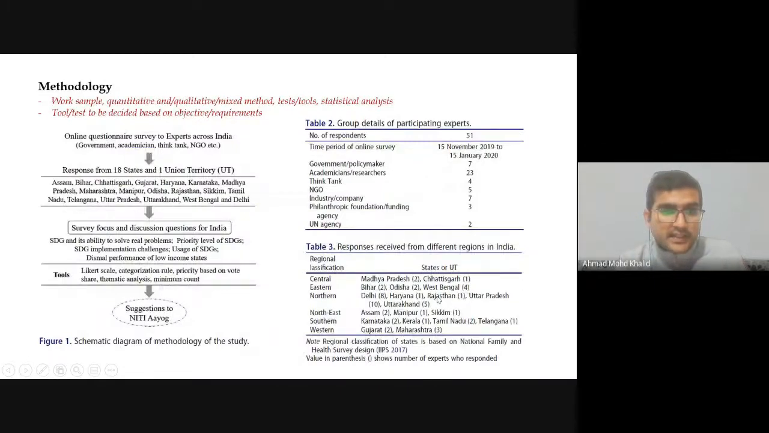Then the 18 states he talked about, he also represents in his methodology how many responses were received from different regions. For example, he classified all the states into central, eastern, northern, northeast, southern, and western, and wrote the name of the state and in brackets, for example, Gujarat, 2. So the author was only able to get 2 responses from Gujarat. Similarly, for Delhi, they were able to get 8 responses. For Uttar Pradesh, they were able to get 10 responses.